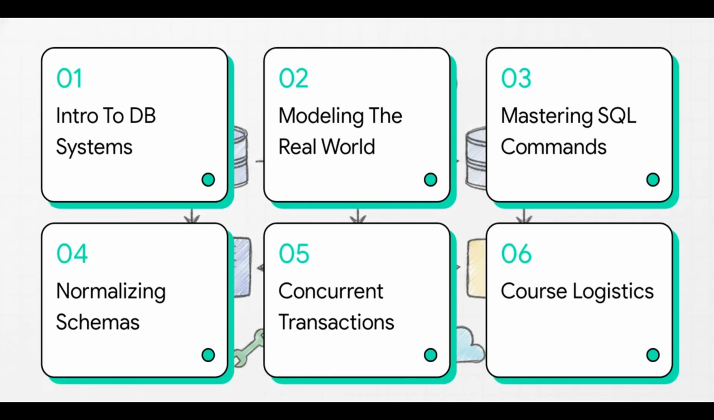Here's our roadmap for transforming raw data into a fully functioning application. We'll start with an introduction to database systems, move on to modeling the real world, and then master SQL commands. After that, we'll tackle normalizing relational schemas, managing concurrent transactions, and wrap it all up with course logistics and assessments.